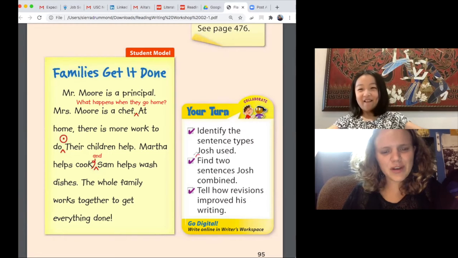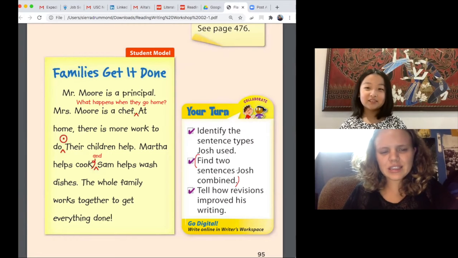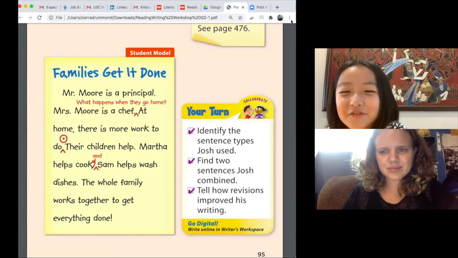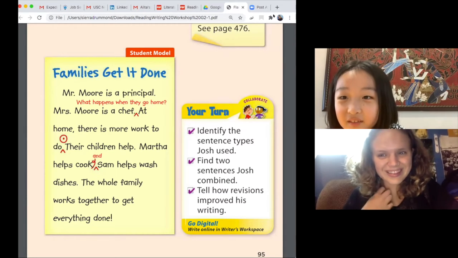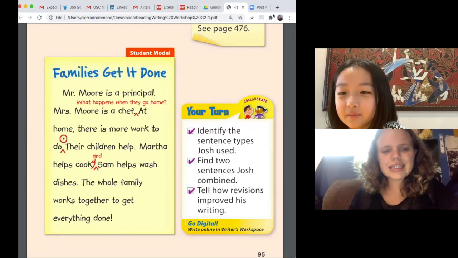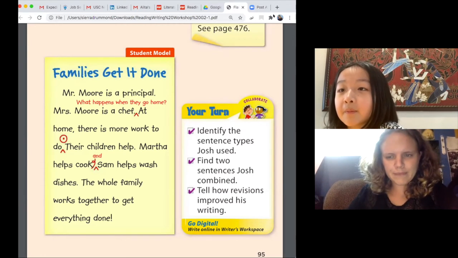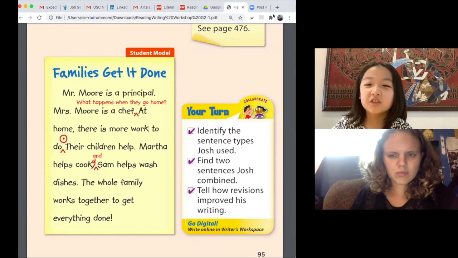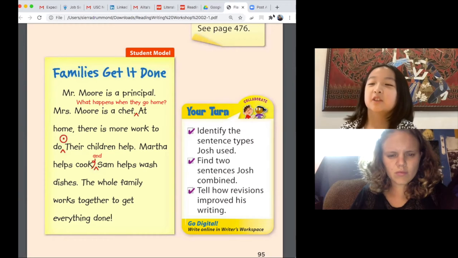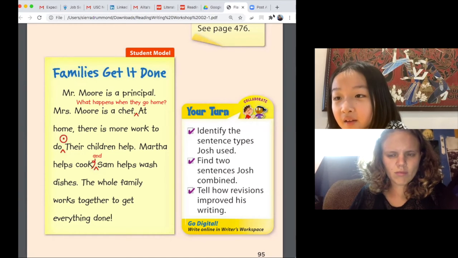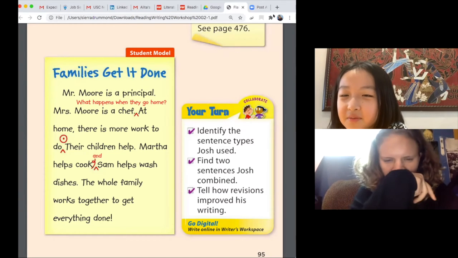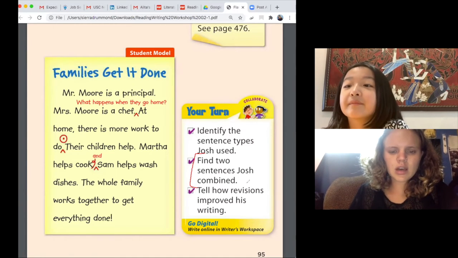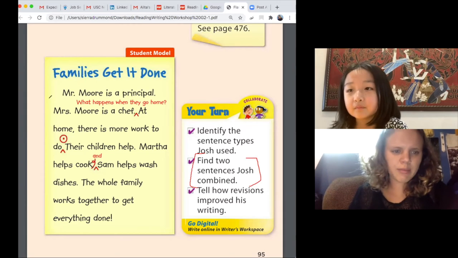All right, Alita, let's move on to the next question. So let's find two sentences that Josh combined. What two sentences? It's already 40. You didn't even read the story. I know. So what sentences did he combine? Sentences Josh combined. Tell how it improves his writing. Okay, so let's just focus on this one first, Alita. So what two sentences did Josh combine in this excerpt?